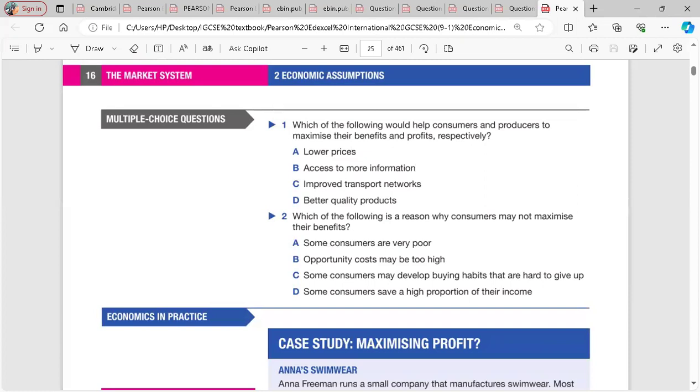Okay. Question 2. Which of the following is a reason why consumers may not maximize their benefits? C, right? Some consumers may develop buying habits that are hard to give up. Yes, habitual. So that ends chapter 2.